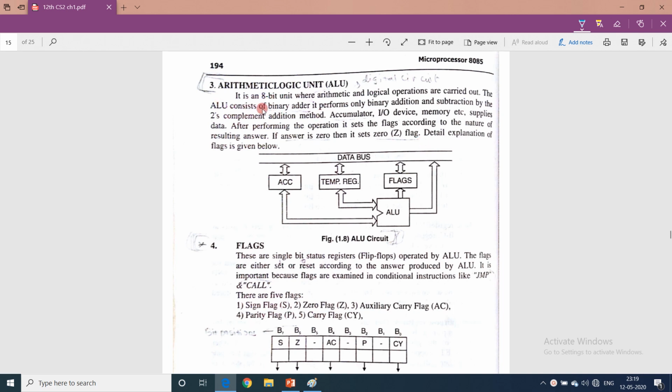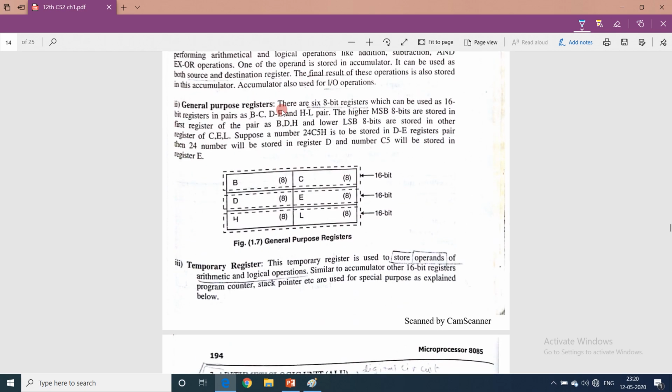So let's see what's written here. It is an 8-bit unit where arithmetic and logical operations are carried out. The arithmetic logic unit is a digital circuit present in the 8085 microprocessor. The ALU consists of a binary adder. If you remember, when we did the block diagram of a generic microprocessor, the diagram of the ALU was shown in detail. Let me show it to you.